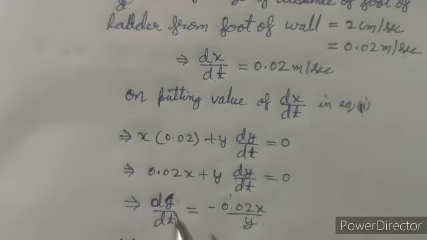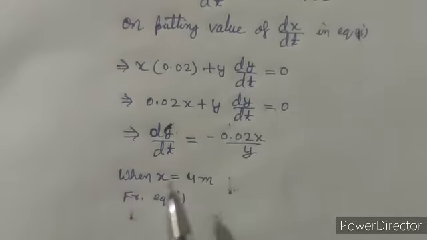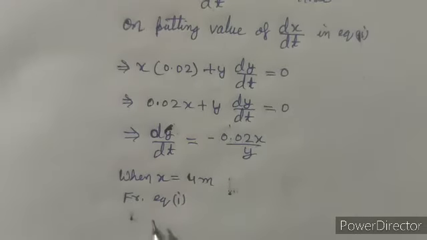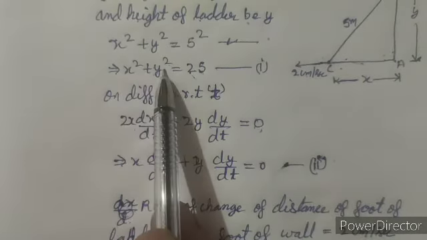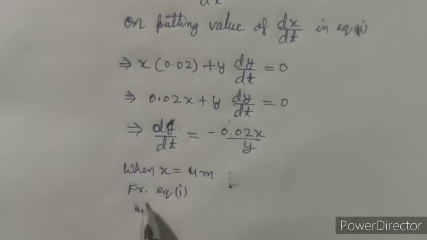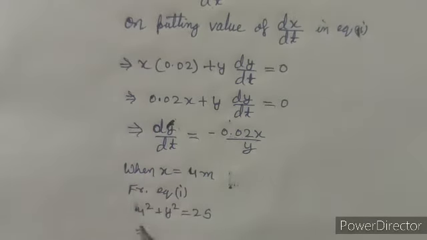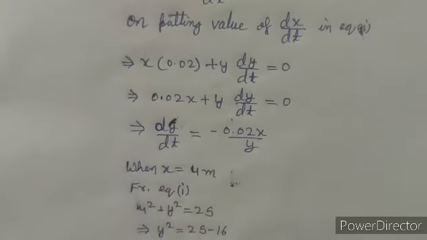Now we have to find out rate of change of y, or height of the ladder, when x is equal to 4 meter. Now when x equal to 4 meter, from equation first, x square plus y square is equal to 25. So that means 4 square plus y square is equal to 25, and that will give us y square equal to 25 minus 16 equal to 9, and that means y is equal to 3 meter.